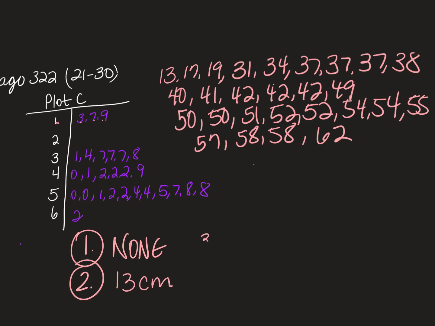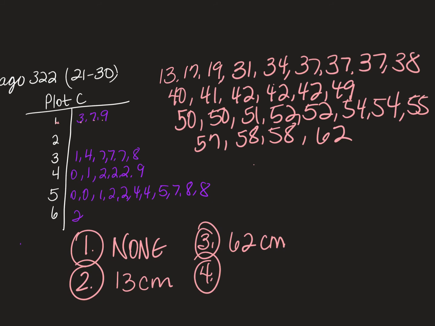Okay, number 3. What was the height of the tallest plant? So what's your largest number? 62 centimeters. Got to answer the question entirely. Number 4. What is the mode? 37 and 42. Okay, so do you have any numbers that you have more of than another?